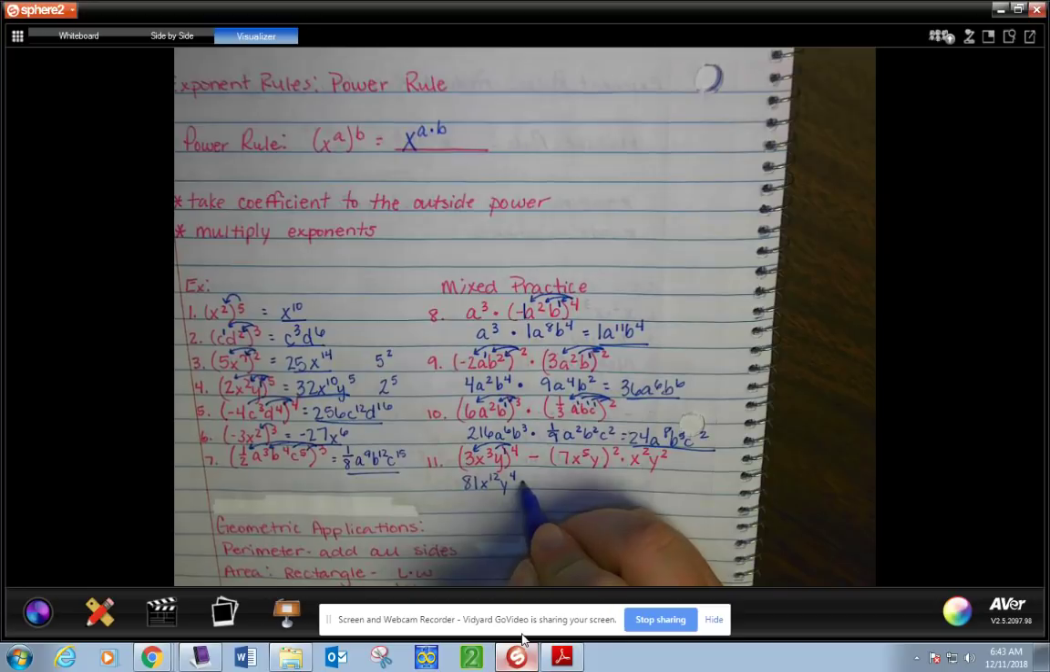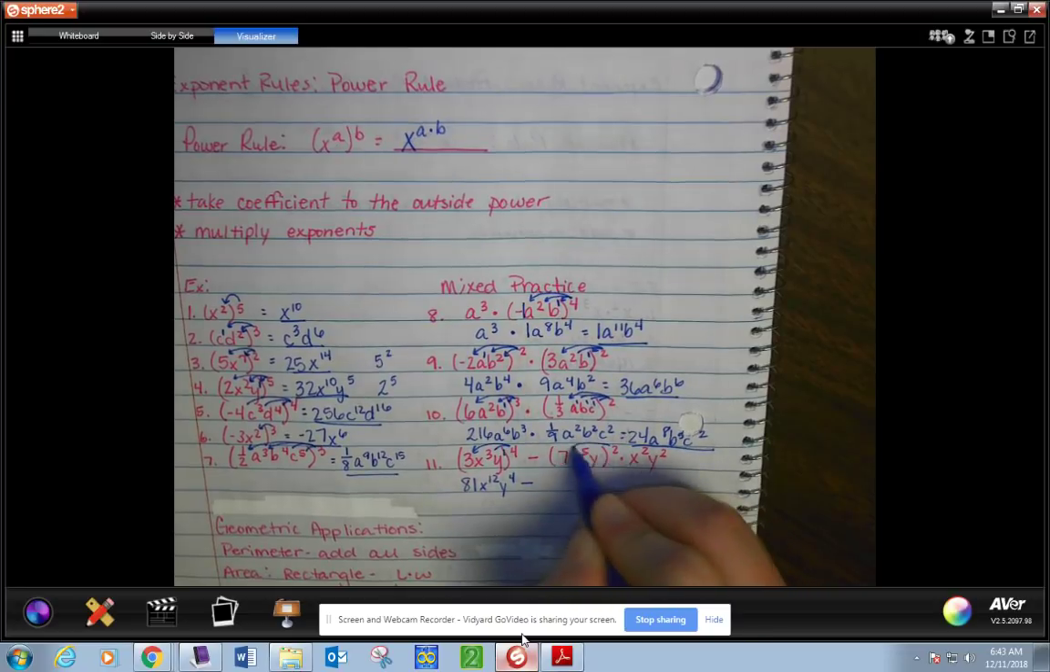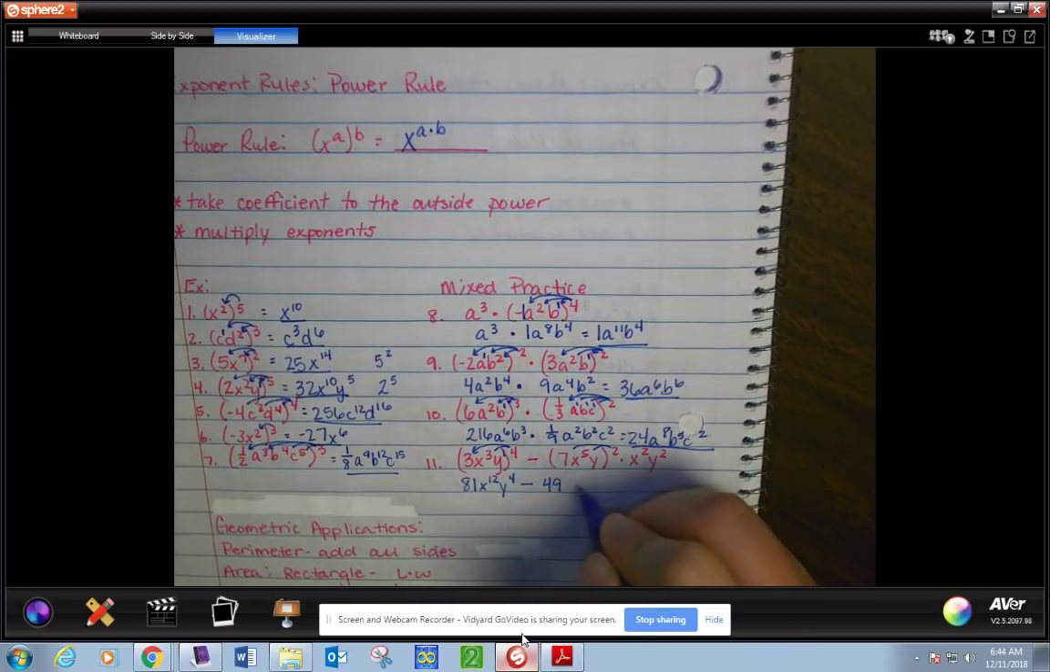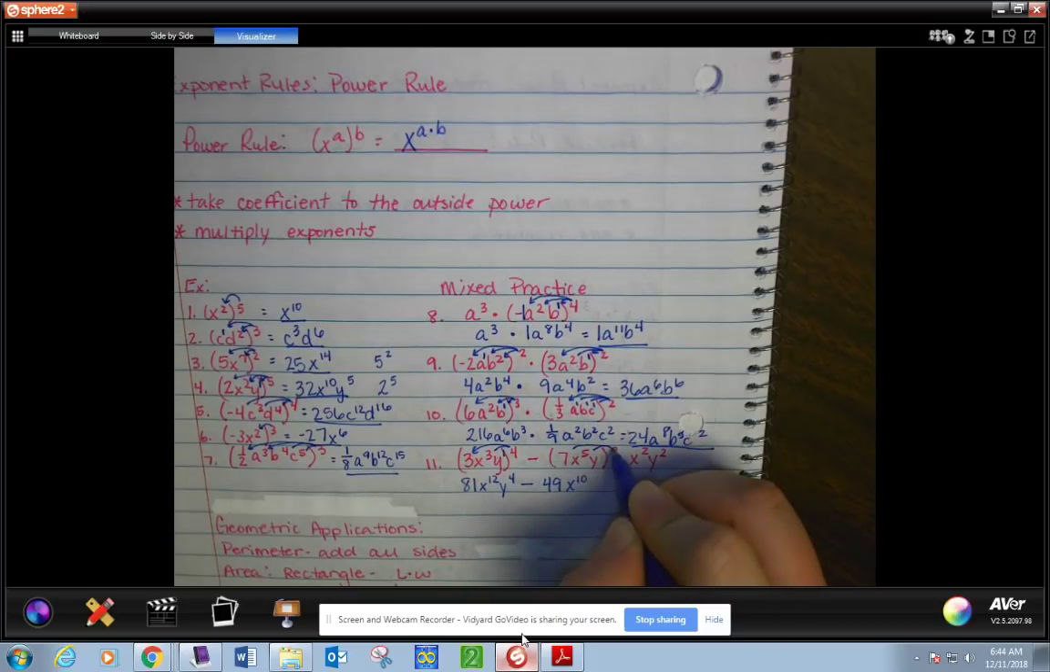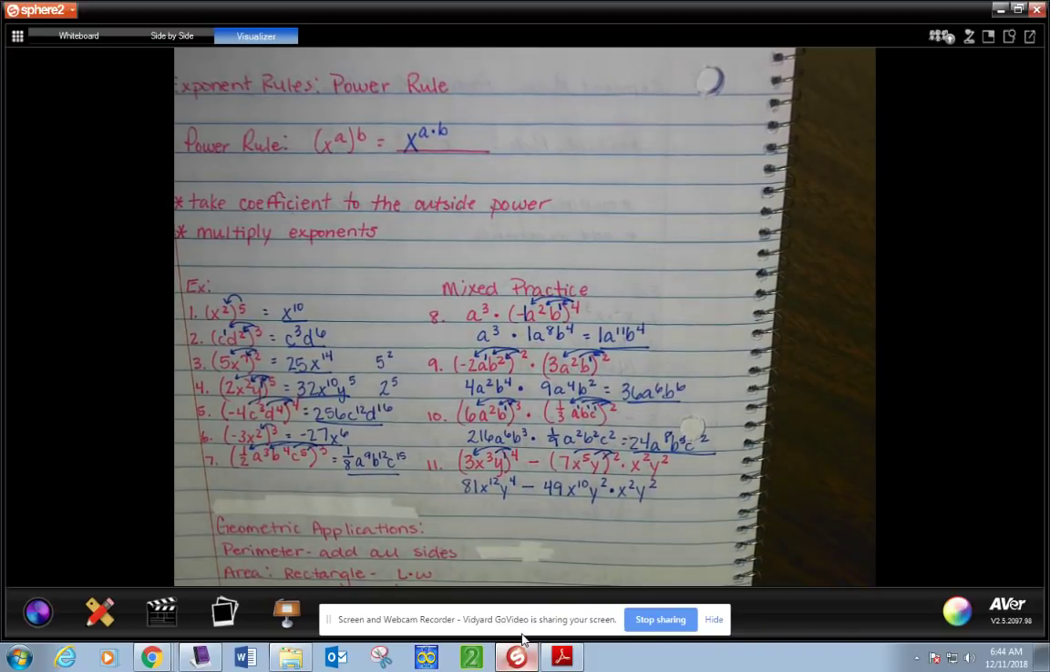Okay, I'm going to bring down my minus sign, but I have another outside exponent, so I'm going to go ahead and take care of it. So 7 squared is 49. 5 times 2 would be x to the 10th, and y squared. And then I multiply by x squared y squared, because I have to bring that down.